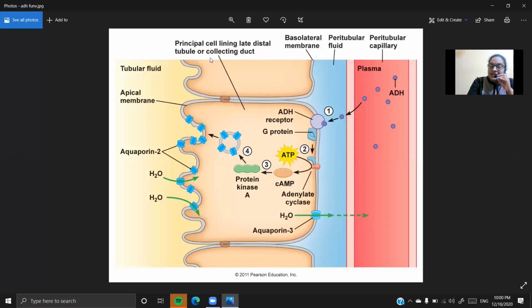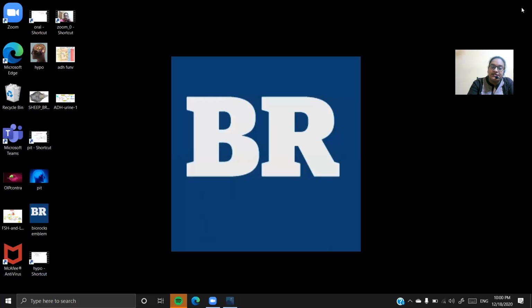These are the cells which line your distal tubule or the collecting duct. You can see that these are the cells, and this is a lumen. Here we have these ADH receptors. So the ADH released through the posterior lobe enters the plasma and reaches the ADH receptors, and then it starts the water retention process, thereby producing concentrated urine. I hope, children, you have understood the function of this ADH hormone.